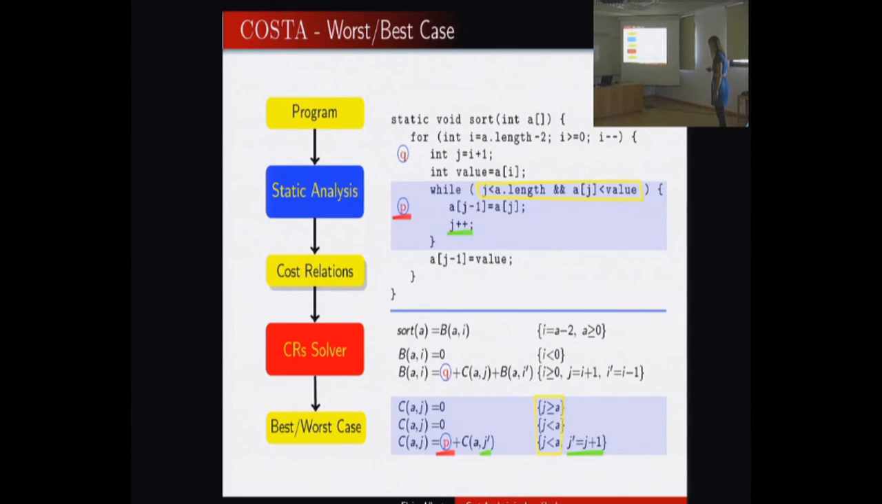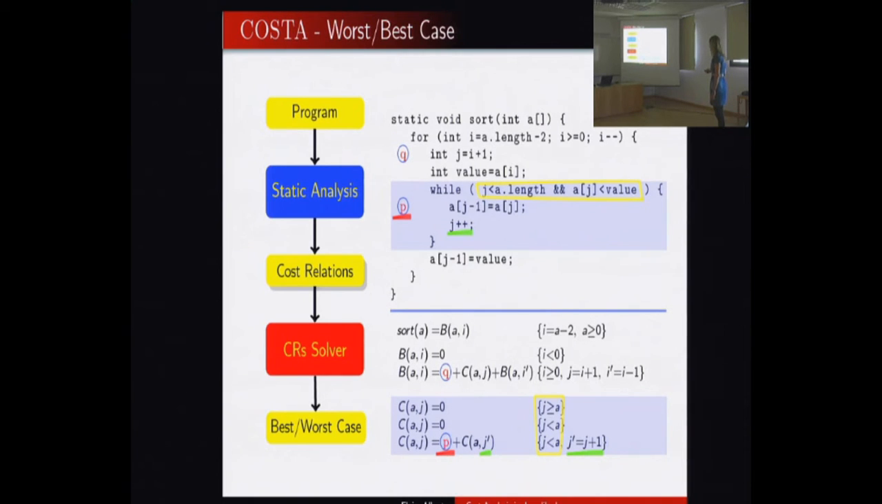And besides, the guard in the while loop tells me the applicability conditions of the equations. So I have two conditions in this while loop. One is that j is smaller than the length of the array, and the second one that the jth element of the array is smaller than value. And this is transformed automatically in these guards that are giving me when I can apply each of the equations.